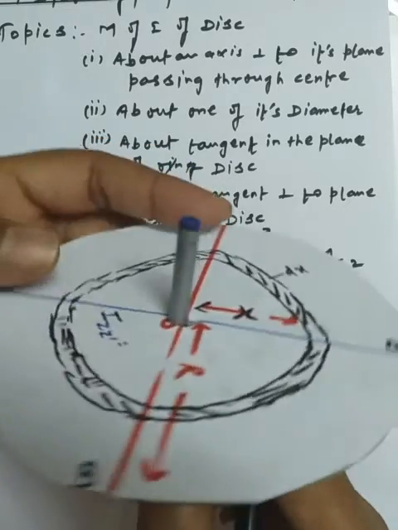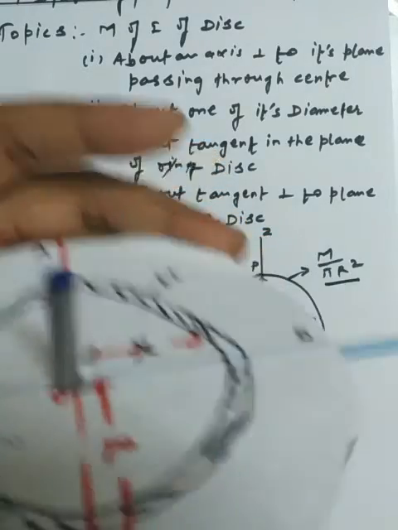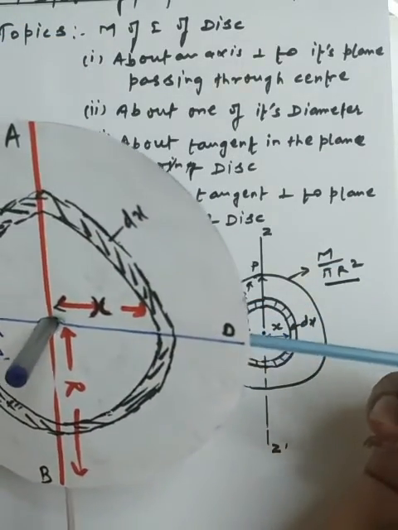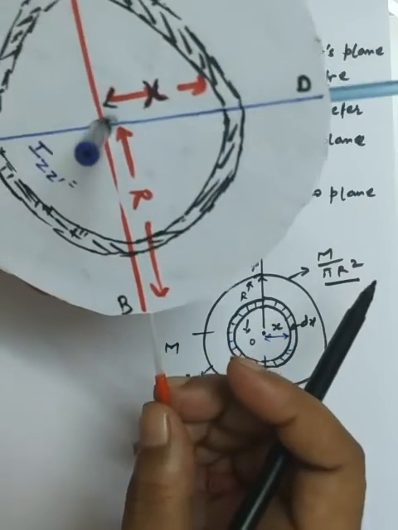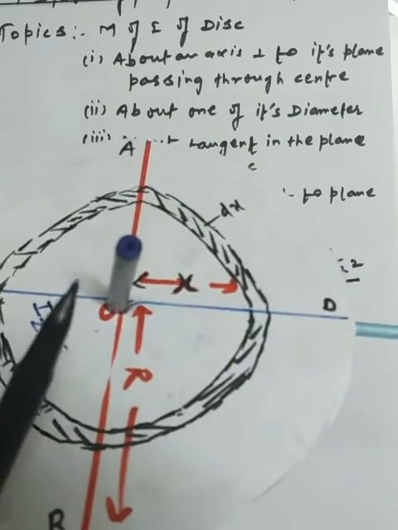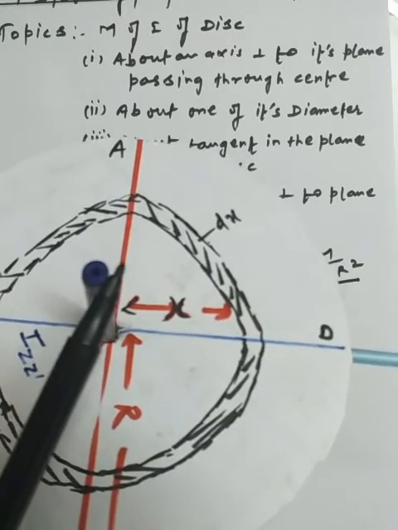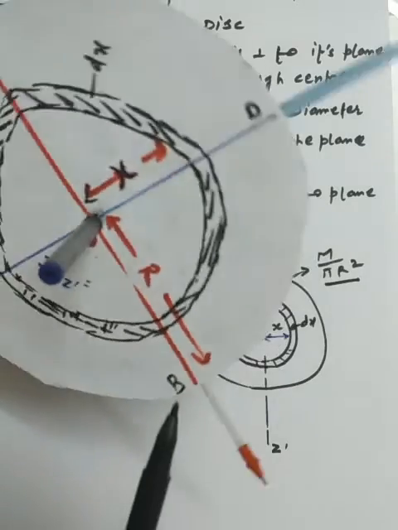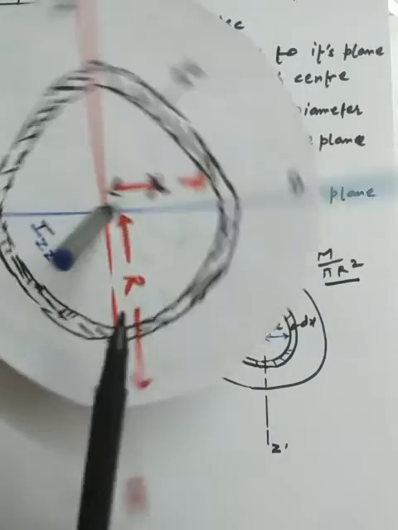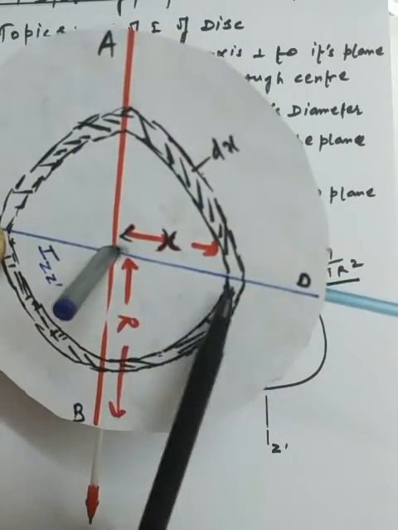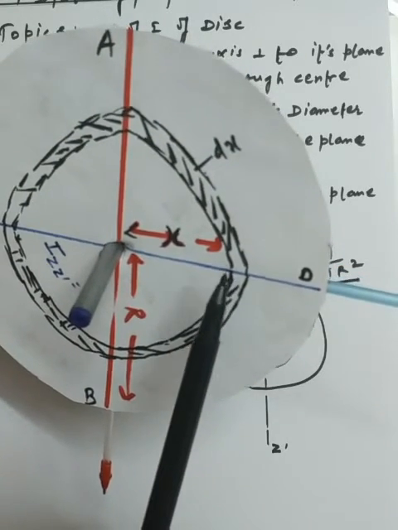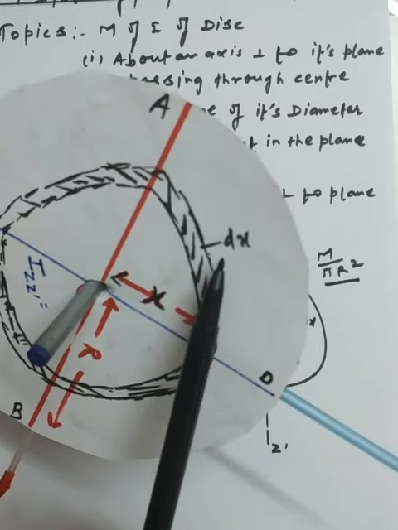Now, the central line is the z axis. We have already discussed this, but I am showing it further. Suppose this is the x axis and this is the y axis. The line passing through the center of the disk is the z axis. Across this we have to find the moment of inertia, and for simplicity we assume the radius of the disk is capital R, and we imagine an element as a small ring at a distance x from the center. This ring has width dx.